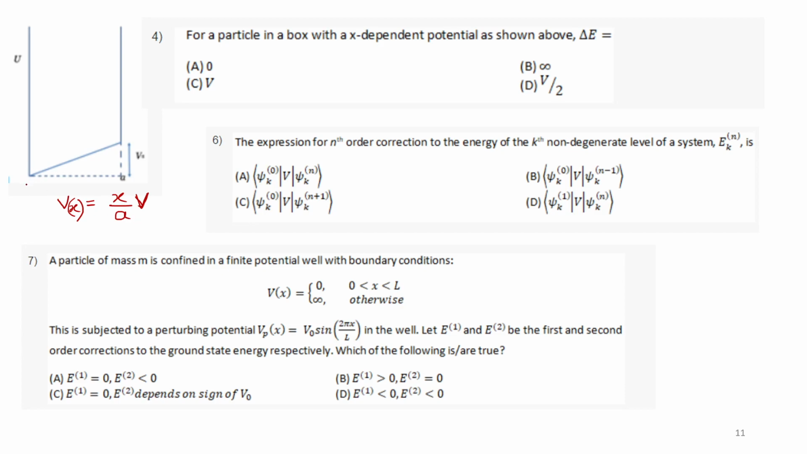Why? See, at x equals 0, you can see your perturbation is 0. Now the perturbation changes linearly with x. So at a, the perturbation is given by V. So your perturbation V of x is actually x by a times V. So your delta E is actually, so I'll write it here.